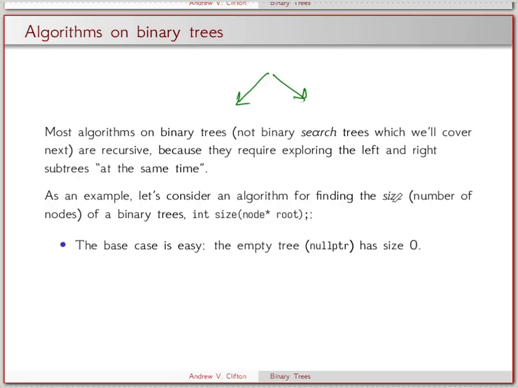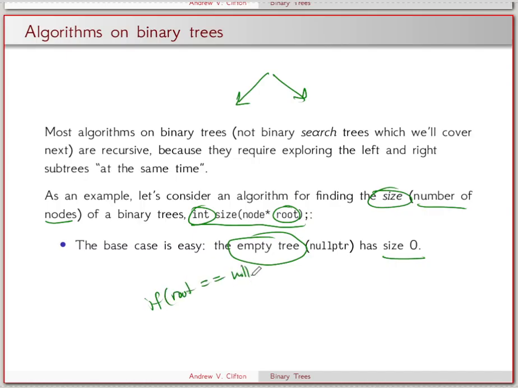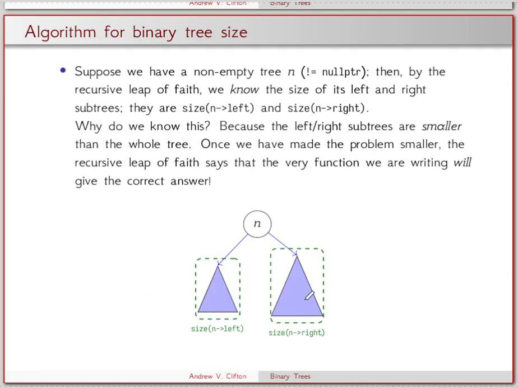So for example, let's consider an algorithm for finding the size, the number of nodes, in a binary tree. This is going to be a function that takes a node pointer to the root and then returns an int for the size. The base case for these recursive functions is usually the empty tree. Sometimes it's a leaf node, a tree of size 1, but usually it's the empty tree. So what's the size of the empty tree? The size of the empty tree is 0. So we'll have a base case: if the root is a null pointer, which is how we represent the empty tree, we just return 0.